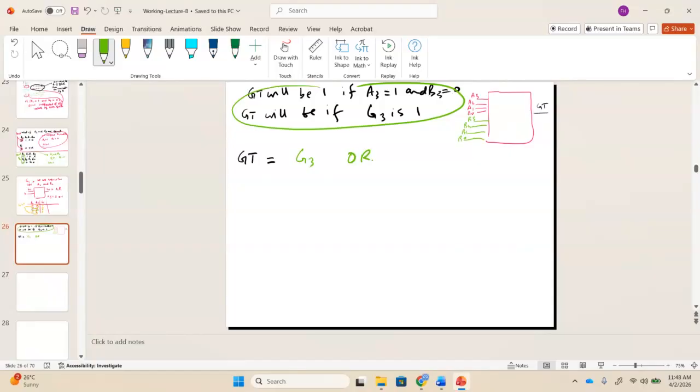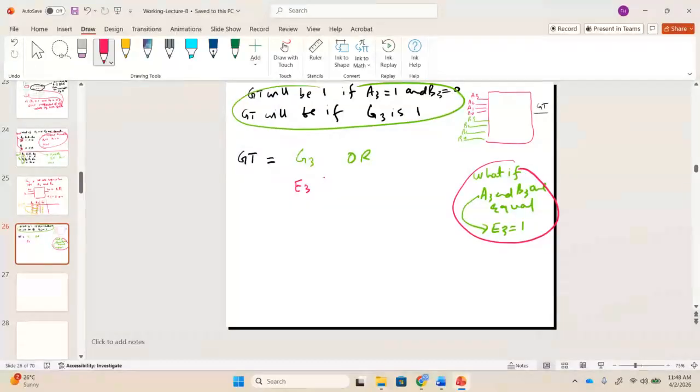What if a3 and b3 are equal? This is the other condition. How do we know that they are equal? It means they will be equal if e3 is 1. So if e3 is 1, now I'm using another color, then what should I look into? What is that bit? Help me. G2. Then we are comparing a2 and b2.